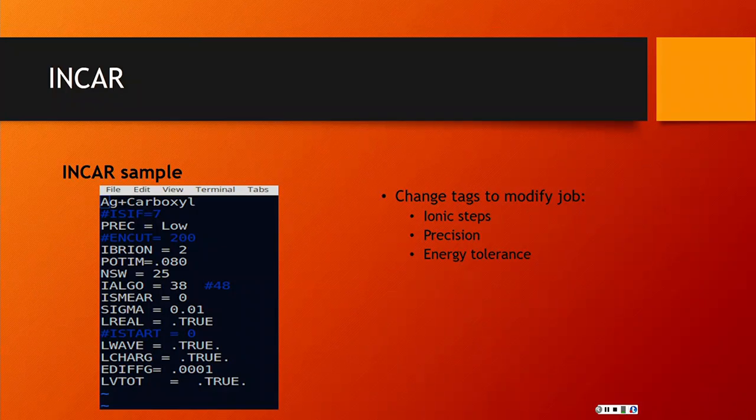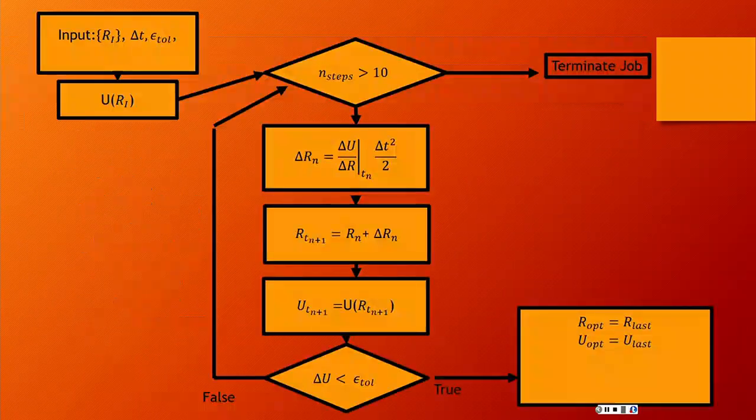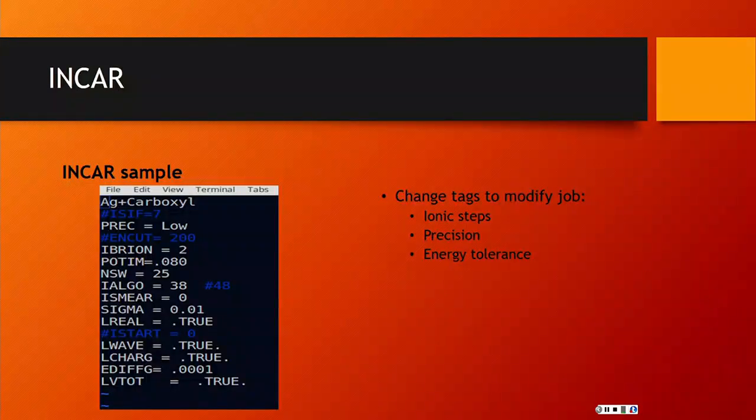And then POTIM, if you go back to this slide, that's what this delta T is. It controls the time step for the ionic position updates. IALGO controls the algorithm you use. That can factor into how fast or slow your calculation will go. And each one is just kind of coded in with an integer, 38 or 48. 48 I think will go faster than 38 typically.